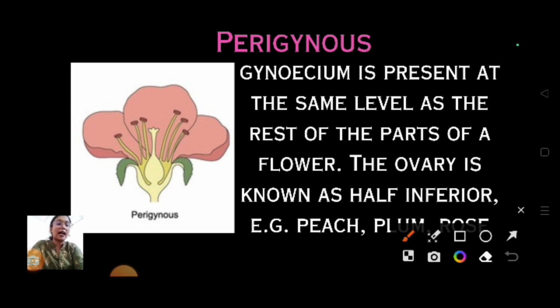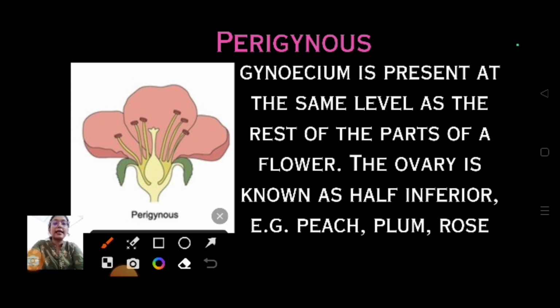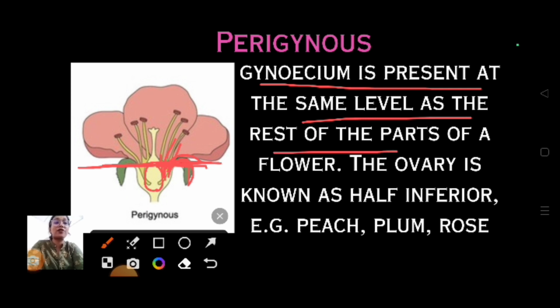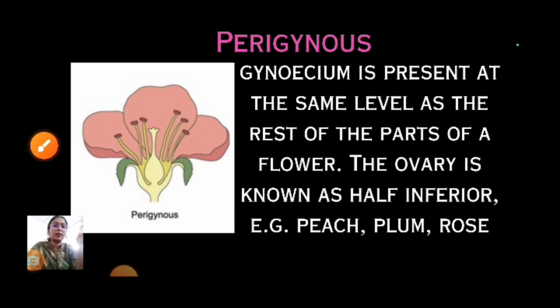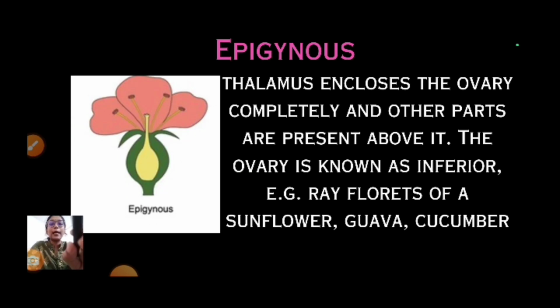Then now moving on to the next slide. This is perigynous condition. In case of perigynous condition, can you see the ovary, the male part, Androecium, the calyx, corolla are at the same level. They are at the same level. Okay, here the gynoecium is present at the same level as the rest of the part of the flower. Okay, the ovary is known as half inferior. It is known as half inferior ovary. You can see this in case of plum, rose, peach, etc. Okay, perigynous.